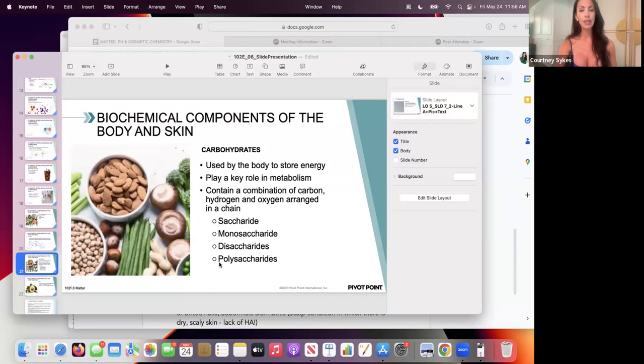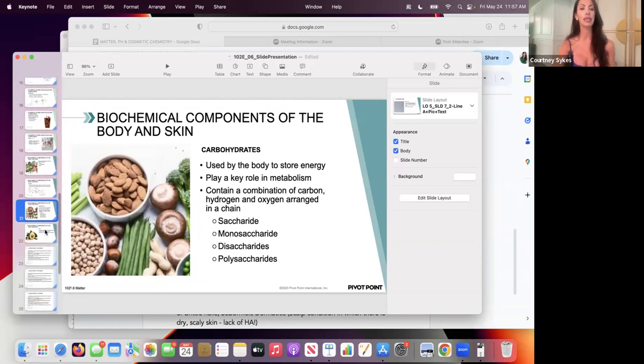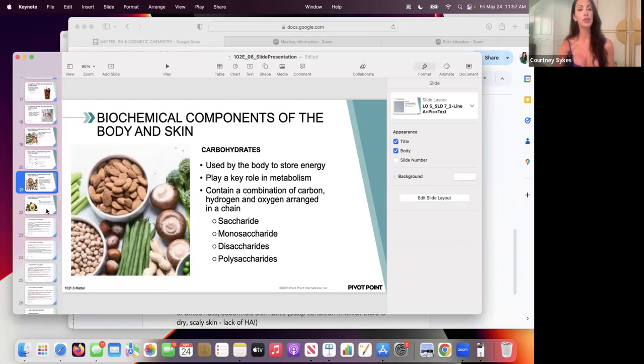Then we need good carbs in our bodies in order to survive as well. So definitely remember that one. It plays a key role in metabolism, contains a combination of carbon, hydrogen, and oxygen arranged in a chain. So complex carbohydrates are a fabulous source of carbohydrates for energy, but not the terrible carbs that we think of in the United States, unfortunately, such as white bread or starchy foods. Okay. Those are some of the things that our bodies do not absorb well, and there's no nutritional benefit to it.